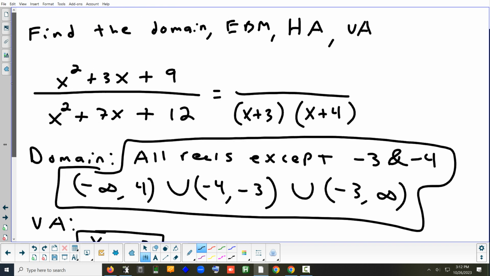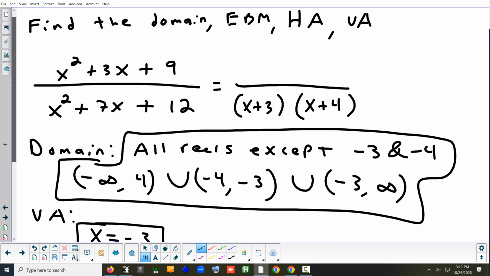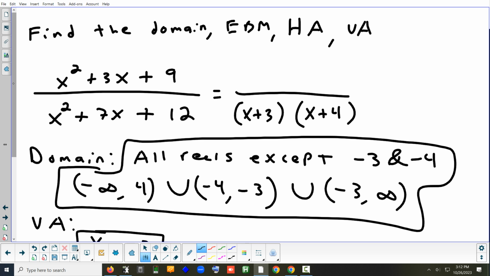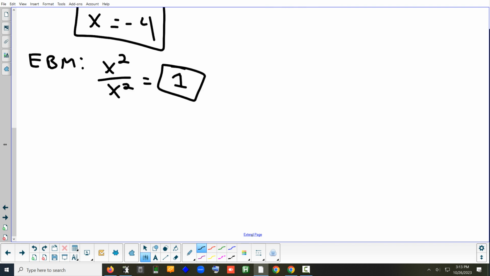What else? Okay, EDM. Highest degree term in the top divided by the highest degree term in the bottom. So what's the highest degree term in the top? X squared. And in the bottom? X squared. It's also x squared. So what's my EDM? 1. Okay, so we got that.